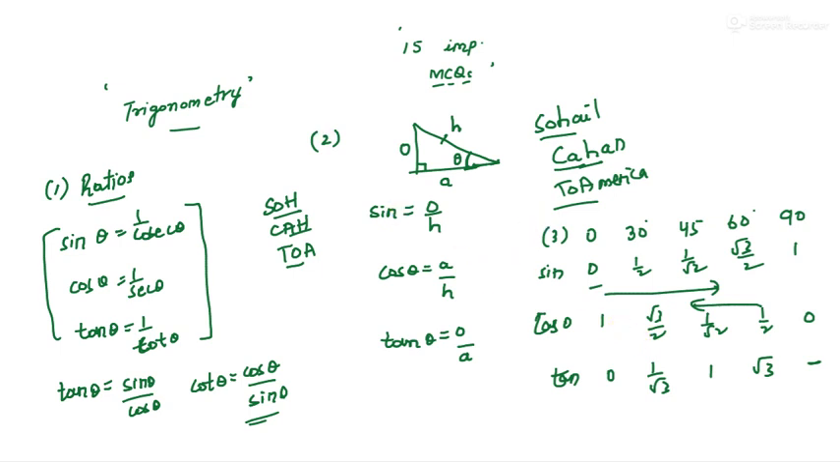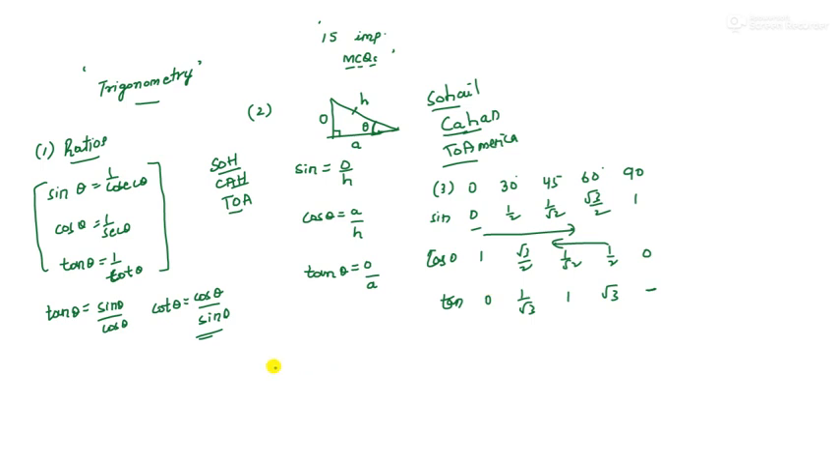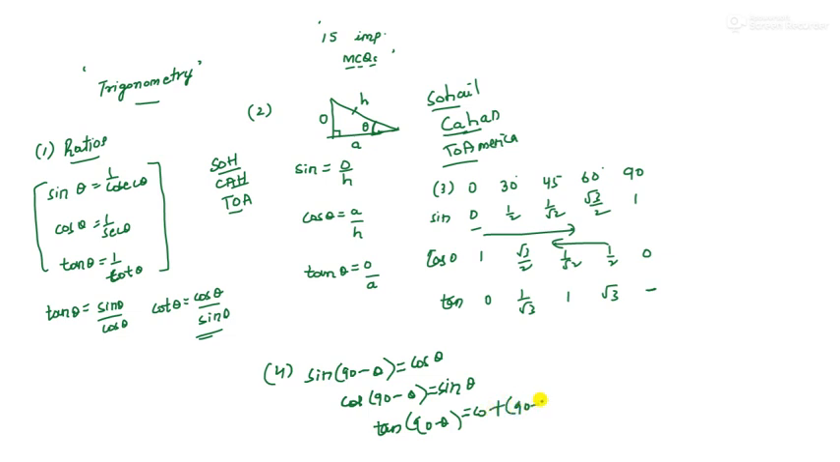The fourth part is complementary angles. What is that? Sine of 90 minus theta can be written as cos theta. Similarly cos of 90 minus theta can be written as sine theta. Tan of 90 minus theta can be written as cot theta, and cot of 90 minus theta can be written as what? Tan theta. Similarly sec of 90 minus theta is cosec theta, and cosec of 90 minus theta is sec theta. So this is the fourth topic.